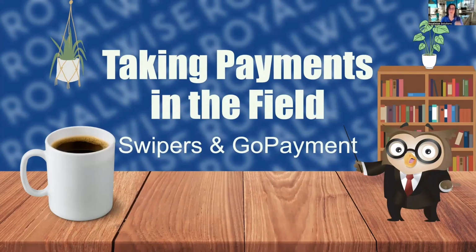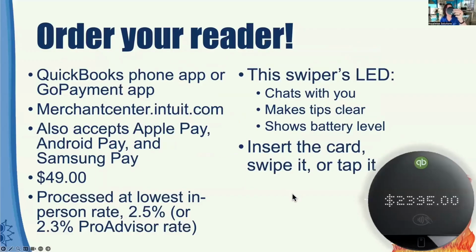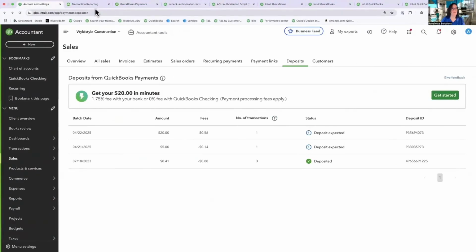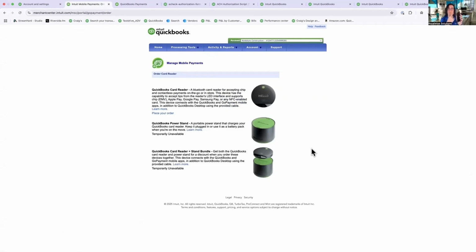So we're going to take a look at swipers and GoPayment. So let's start with the swiper. That's this thing right here. In order to order your reader, there's two places where you can do it. You can do it from the QuickBooks phone app or the GoPayment app, or when you are in merchantcenter.intuit.com, there's an option here for order card reader. But when you bring up the app, it gives you that opportunity.